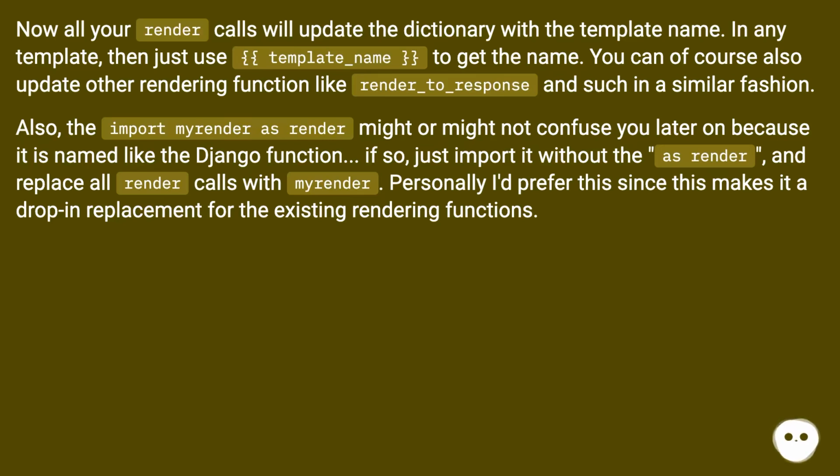Also, the import myRender as render might or might not confuse you later on because it is named like the Django function. If so, just import it without the as render and replace all render calls with myRender. Personally, I'd prefer this since this makes it a drop-in replacement for the existing rendering functions.